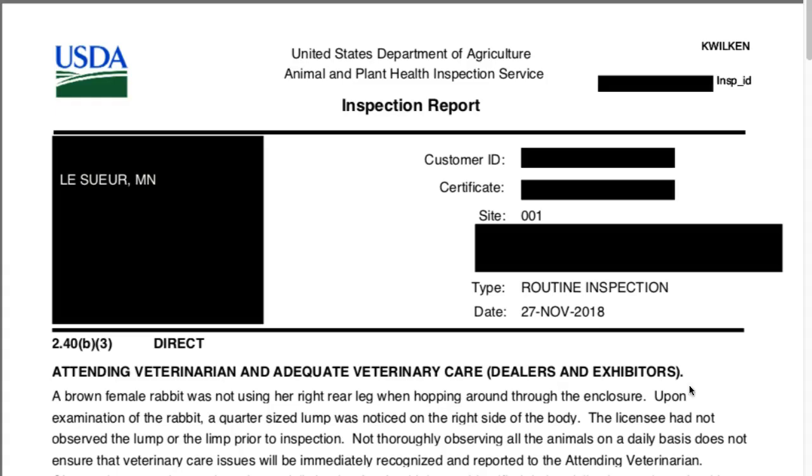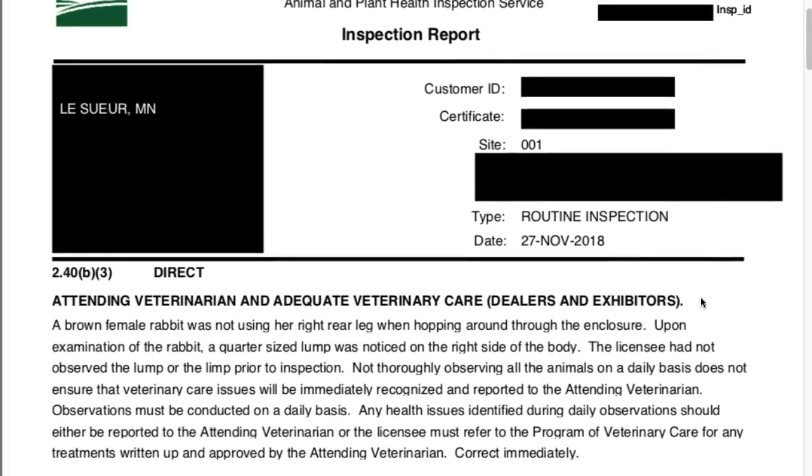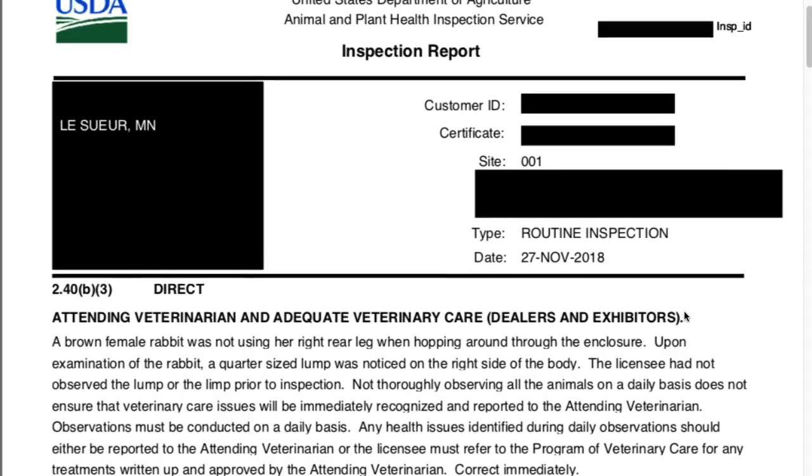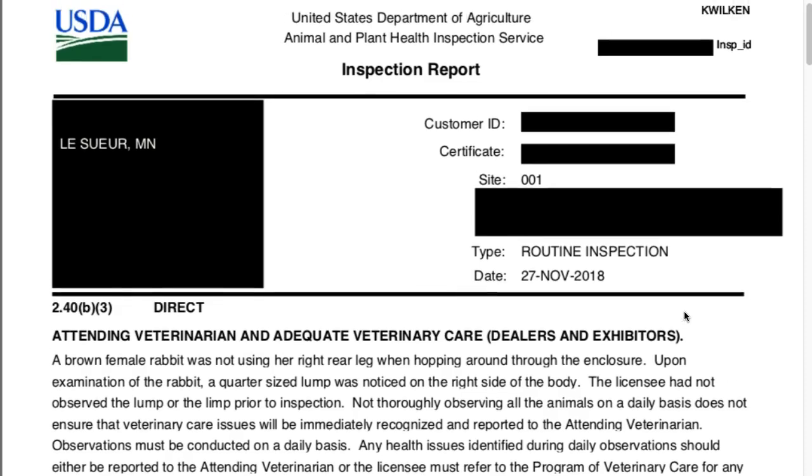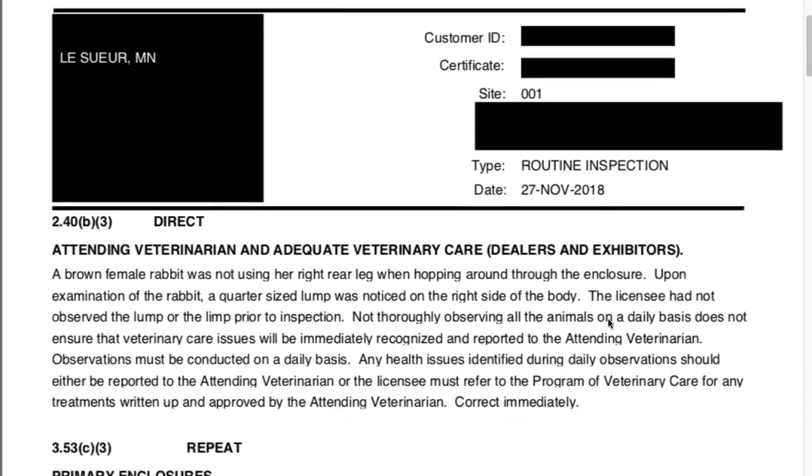Here's an inspection report, and again, much of this key information is taken off of it. However, we do know that it's some sort of animal dealer or exhibitor, so perhaps something like a petting zoo, or they're selling animals for some reason. This is a routine inspection. We, again, don't know exactly where it is.